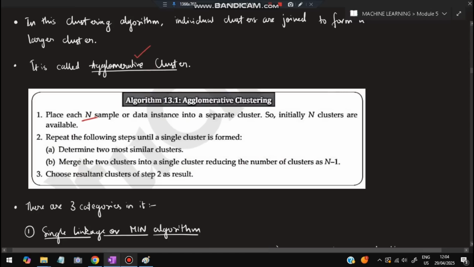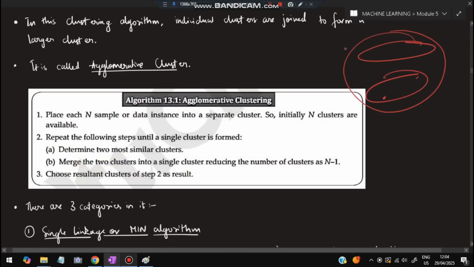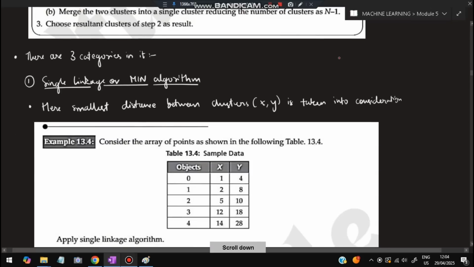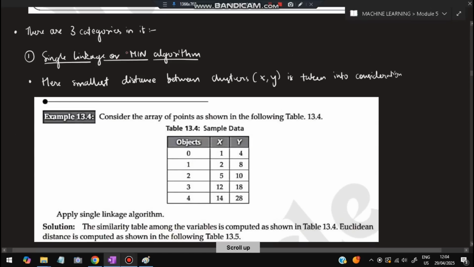First step, place n samples of data into separate clusters, determine the most similar clusters, merge them and repeat. Make these clusters, see which are similar, merge them and again repeat. If these both are similar, they will become just one single cluster. Now there are three ways to do that. The first one is you select the minimum distance.